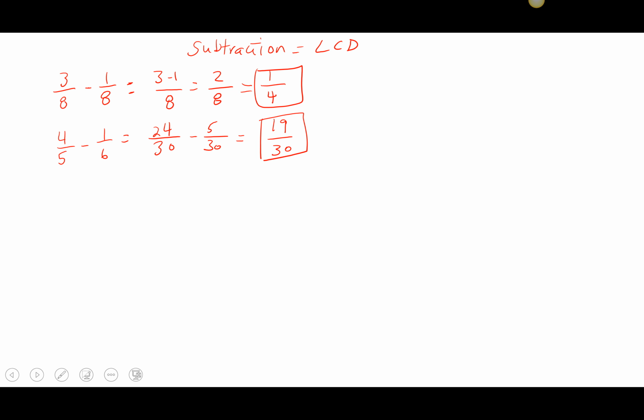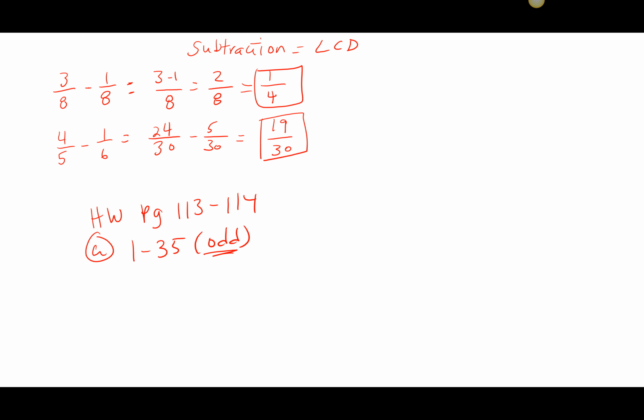And that's it. That's all you have to do. So this was an easy chapter. Your homework is going to be on pages 113 to 114. A, I want you to do 1 through 35 and just do the odd because there's quite a few in there. So just make sure you do the odd. B, I want you to do 1 through 12 all. And then C, I want you to do 1, 3, and 9 on the word problems.